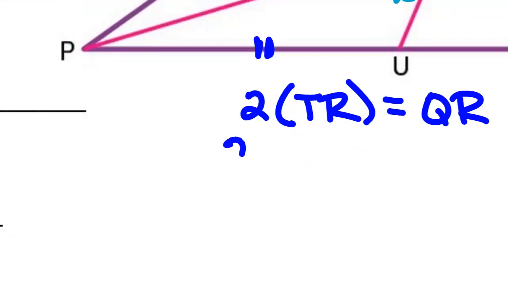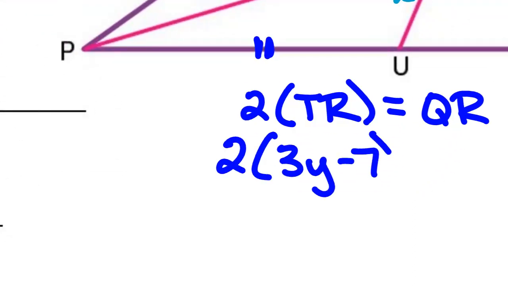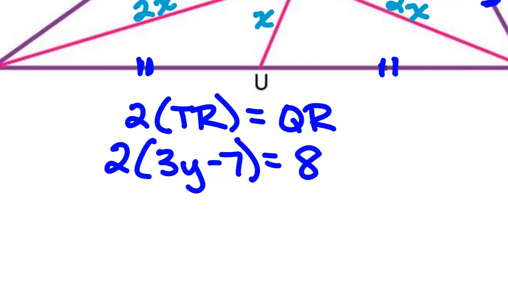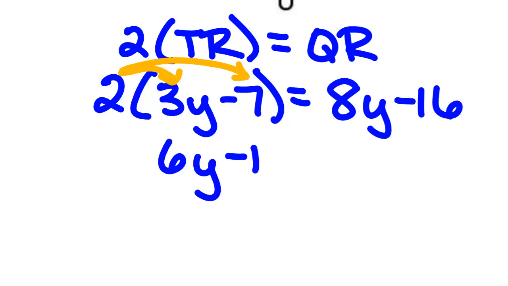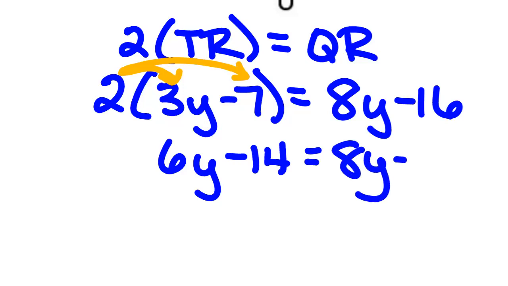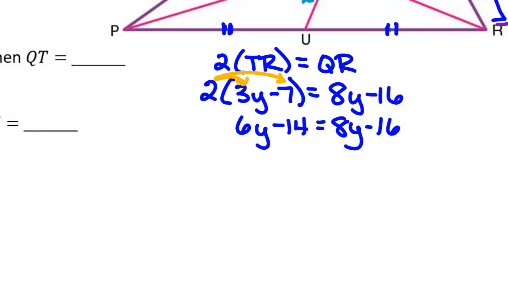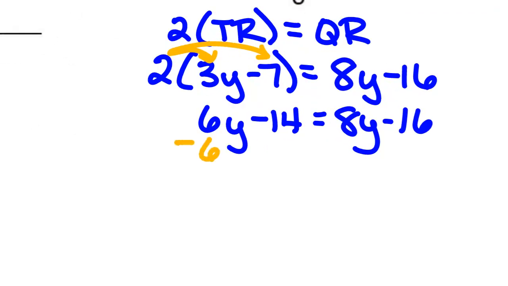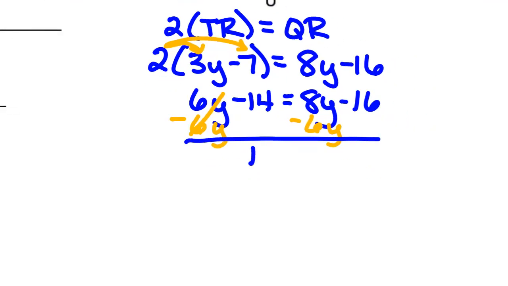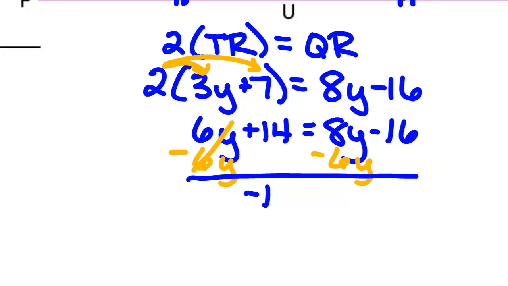So 2 times 3y plus 7 is equal to 8y minus 16. Then I need to distribute the 2. So I get 6y plus 14 equals 8y minus 16. After I do my distributing, if my y's aren't on the same side, that's the very next thing I need to do. So I'm going to subtract 6y from both sides. Wait, that's plus 7, I'm sorry. That shouldn't be minus, those should be pluses. I wrote it down wrong. 14 equals 2y minus 16.